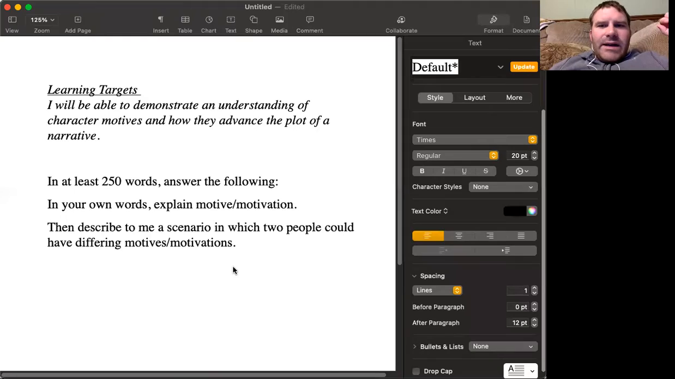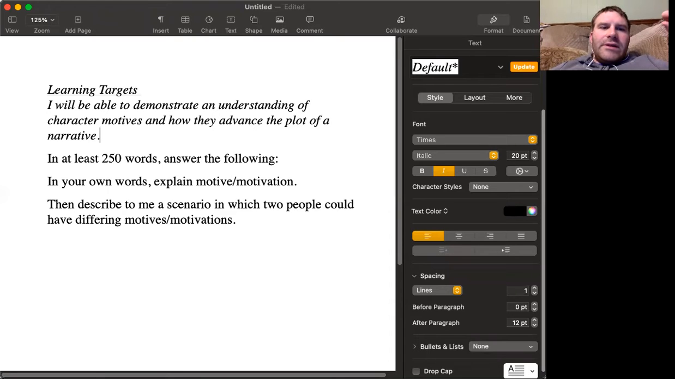So your AMI Day 6 is this. The learning target we're going to be focusing on for Act Two is: I will be able to demonstrate an understanding of character motives and how they advance the plot of a narrative. So that's what we're going to be looking at in Act Two: character motives and how they influence a plot and help push a plot forward.